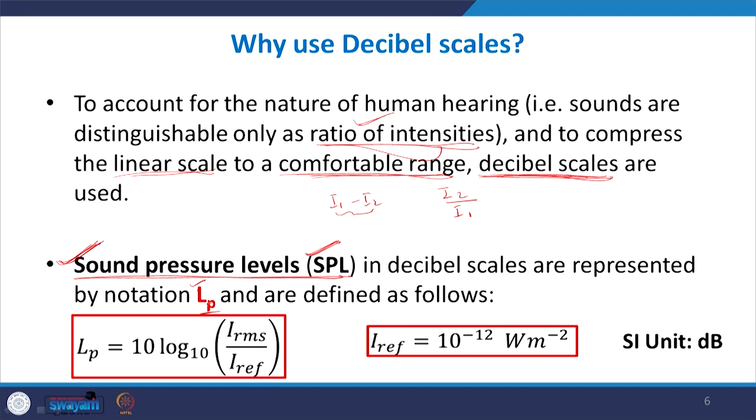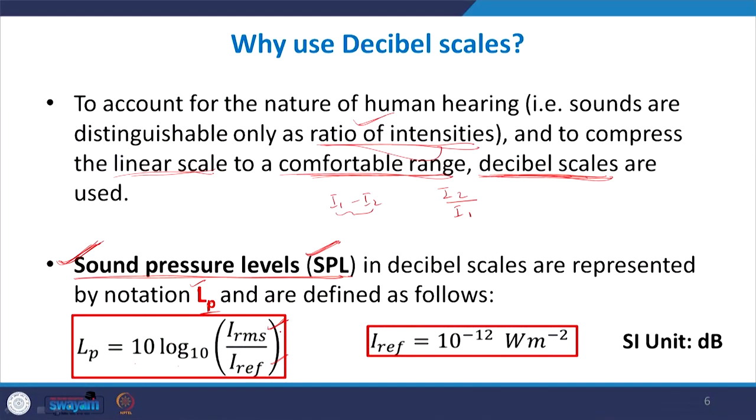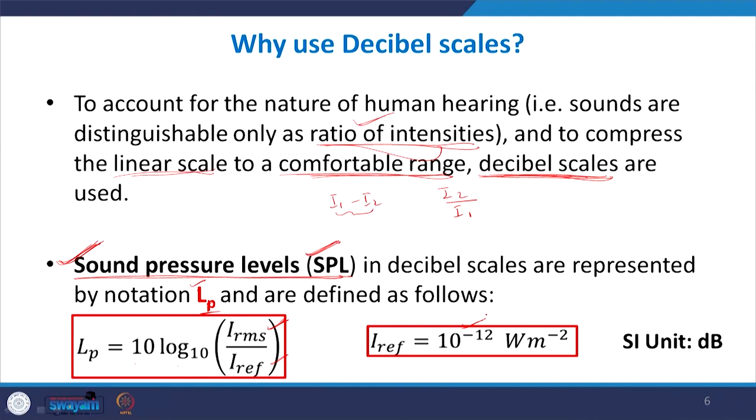The way it is defined is that it is 10 times the log 10 of I RMS by I reference. So if we are given any particular sound wave, we calculate the RMS intensity of that sound wave, and then we compare this RMS intensity with a reference intensity. And what could be the reference intensity? It is the minimum intensity that is audible. So that is 10 to the power minus 12 watts per meter squared. This is where the hearing begins.